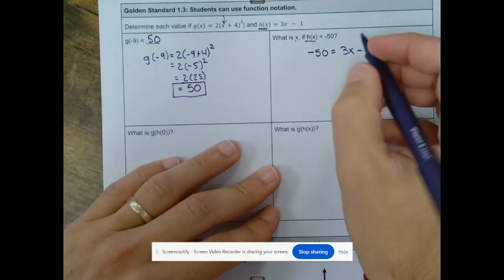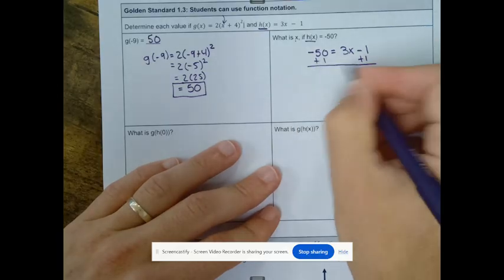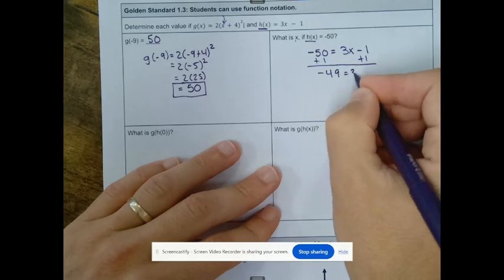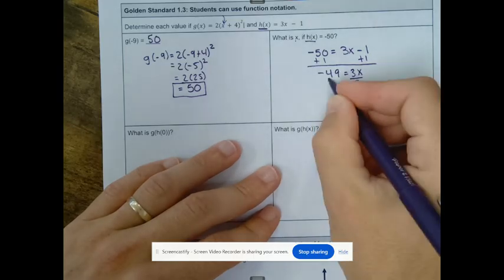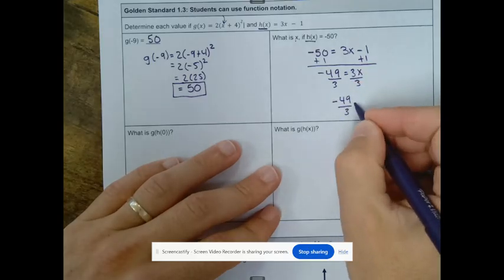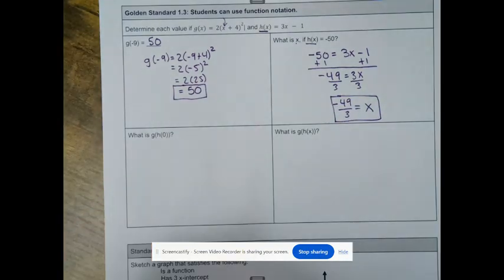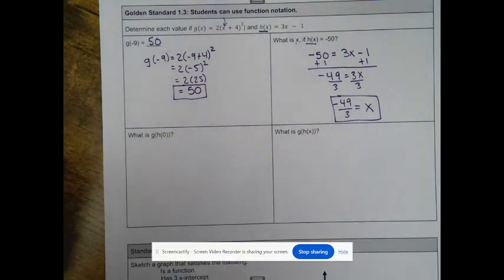So let's solve this. 3x minus 1, add 1 to both sides. Negative 49 equals 3x, divided by 3, divided by 3. So x equals negative 49 thirds. And we can just leave that as a fraction. If you want to write it as a decimal, that's fine too. Fractions are more precise.